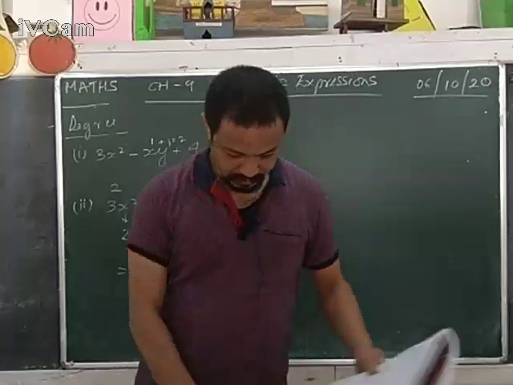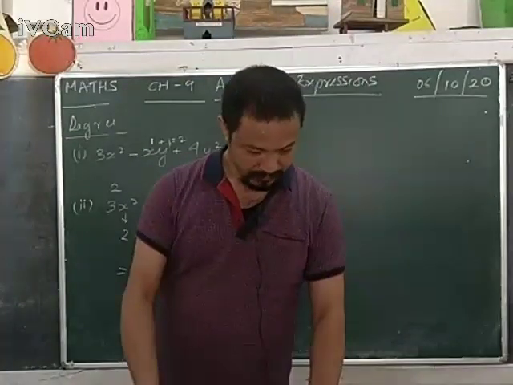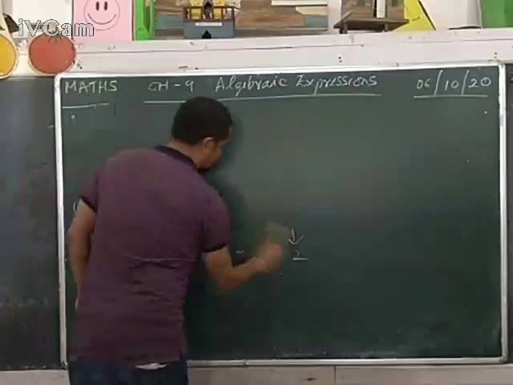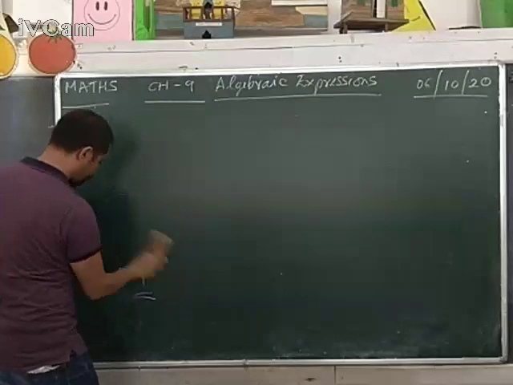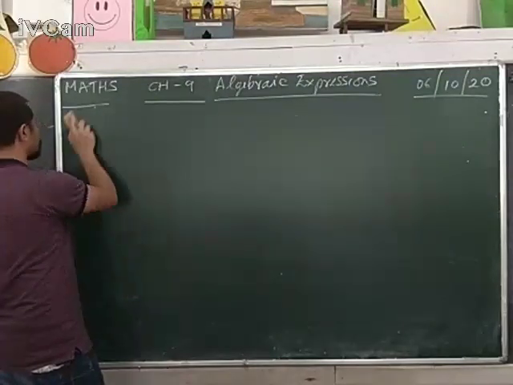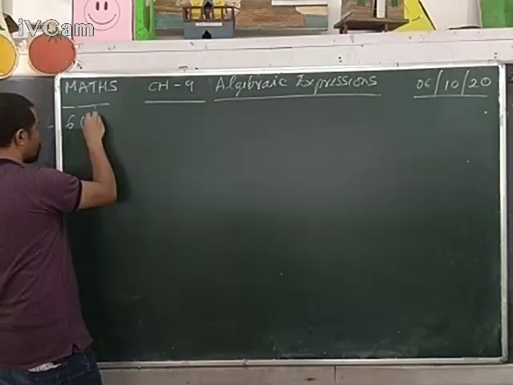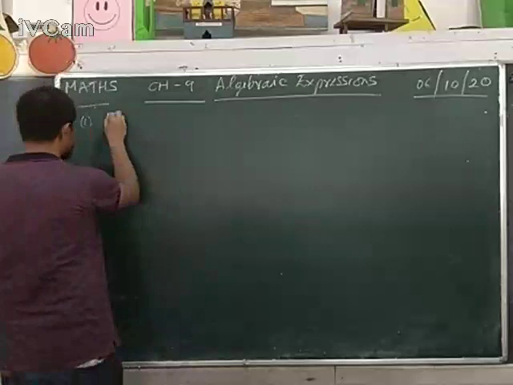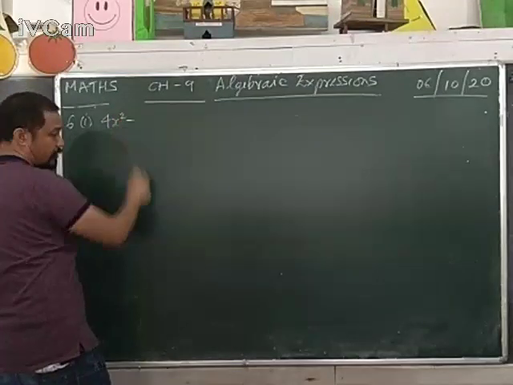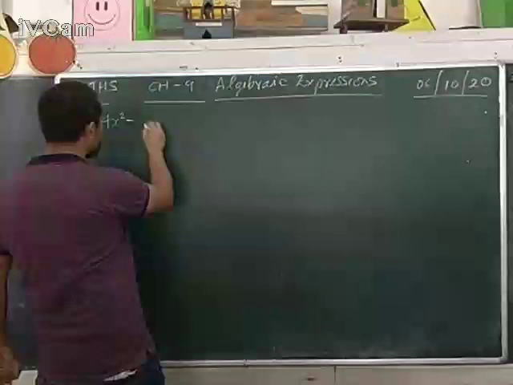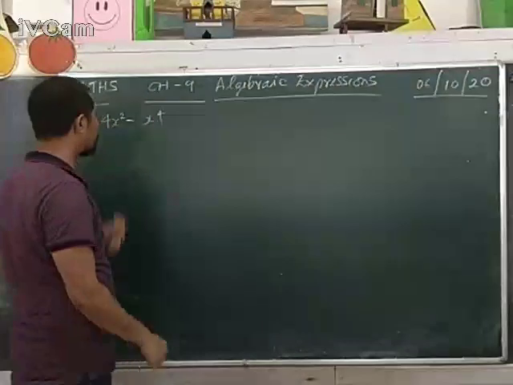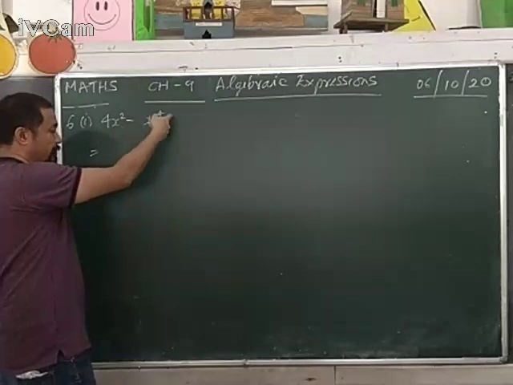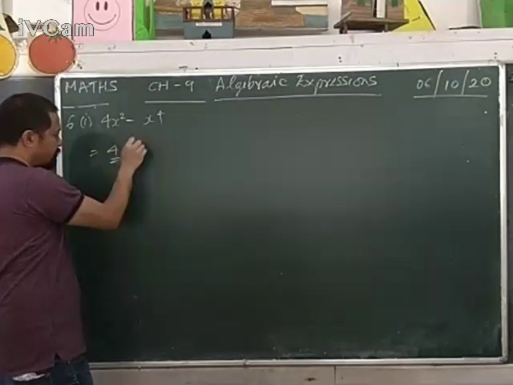Now let's move on to the degree sums. Number 6. The question is given as 4x squared minus x to the power 4. As you can see, the highest power of the variable is 4, so the degree will be 4.